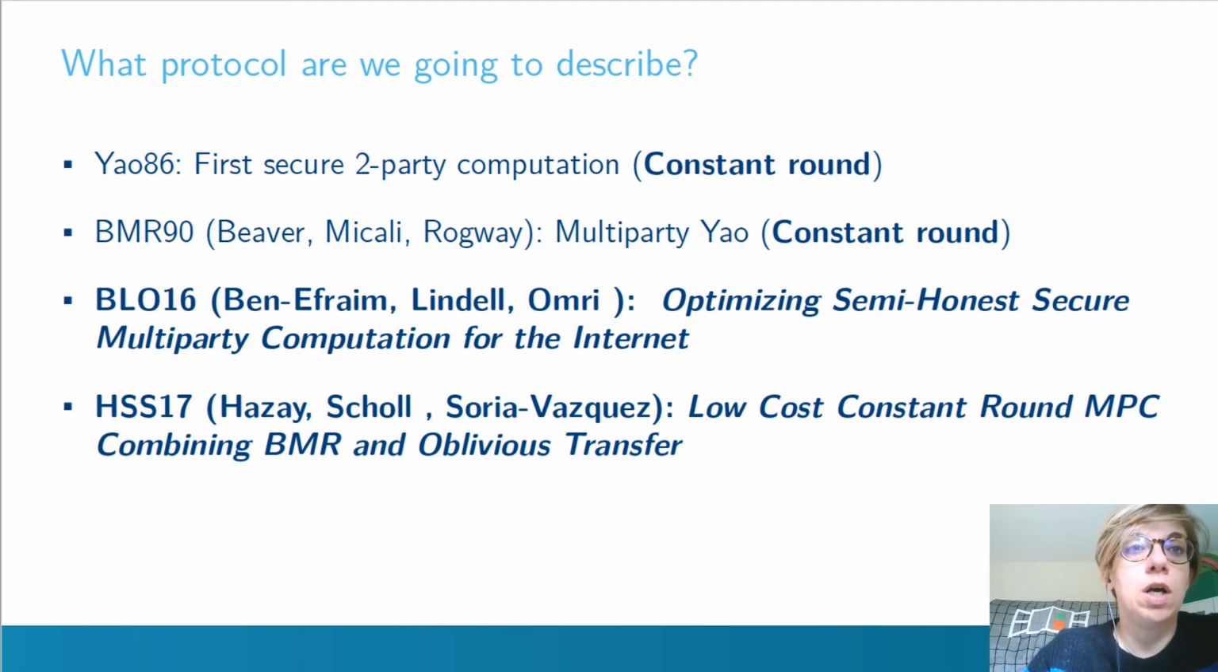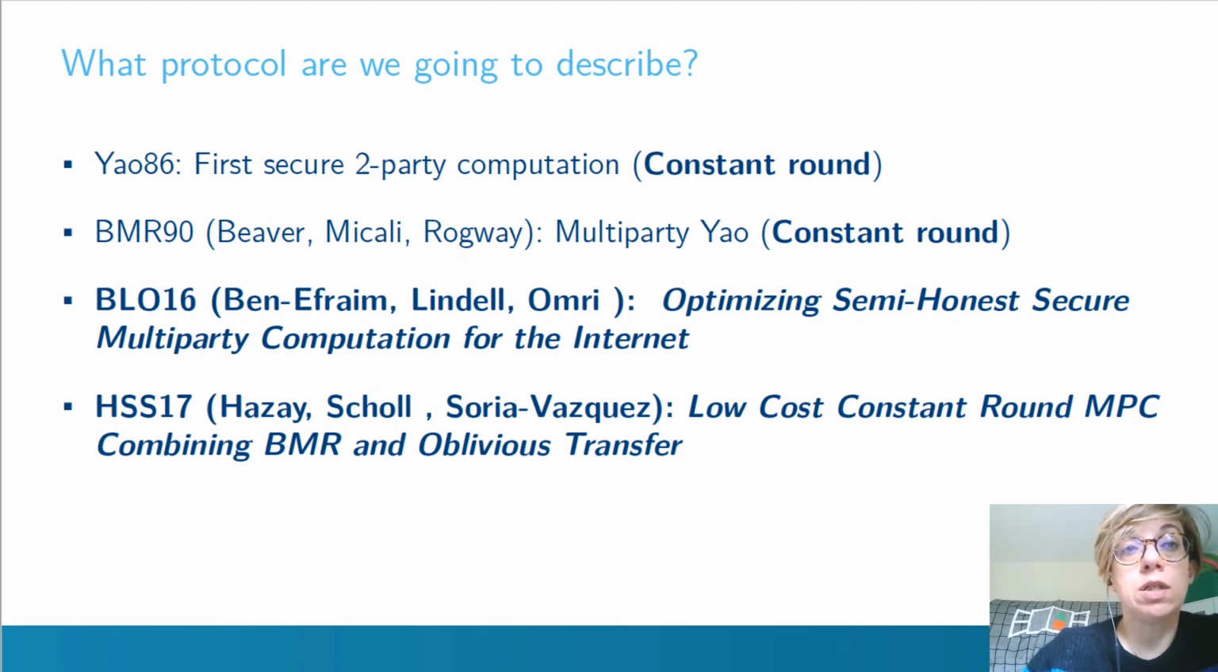BLO16 gives a very efficient BMR-style protocol for semi-honest adversaries. And the description of the garbled circuit that we are going to see in this talk is exactly the one given in this paper. And then the other paper on which this talk is based is the paper by Ben-Efraim, Lindell and Omri, which shows a modification of BLO to achieve active security.